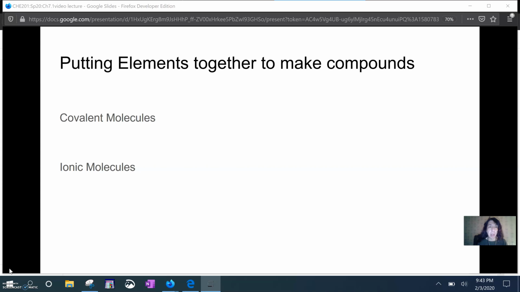Before watching the next slides on Chapter 2, I want to go over a few more things about putting elements together to make compounds. We're going to talk about covalent molecules and ionic molecules. But what makes certain molecules come together to make compounds?